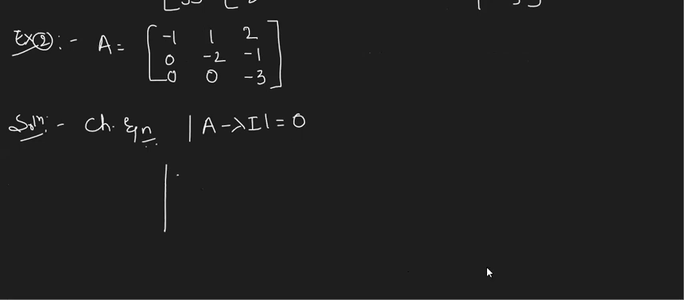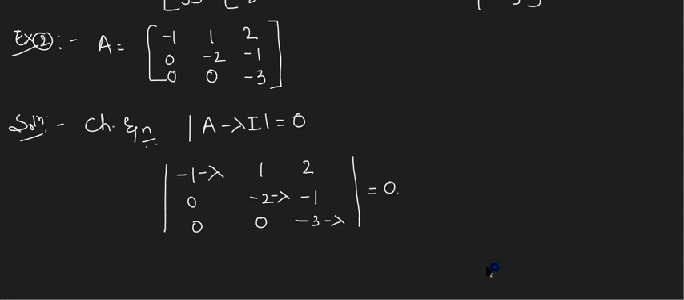Write exactly the same A you write. What is the extra thing we have to take? Minus lambda for the diagonal elements. All the diagonal elements. Equal to 0. Now you know how to expand it, right? Plus, minus, plus. Else you can expand it by this first column also. That will be far better.